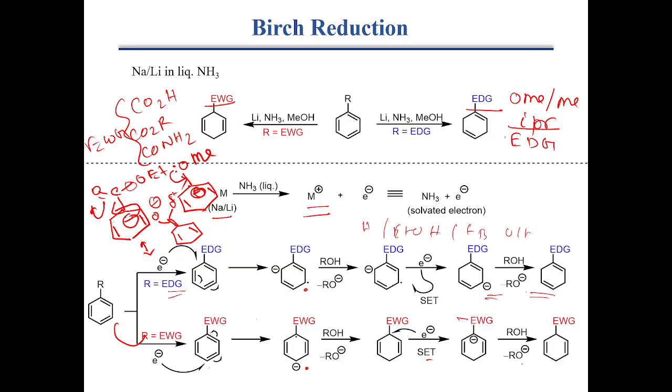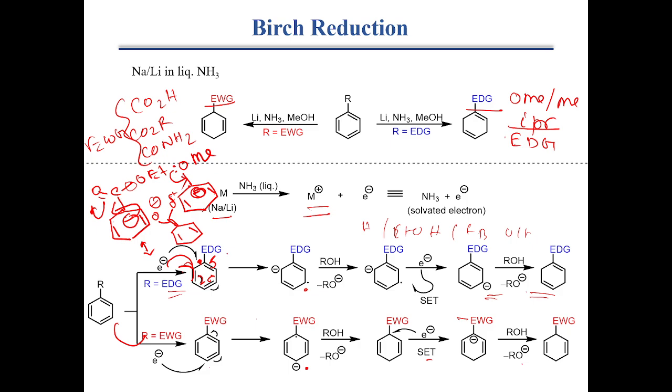If you write the single electron transfer mechanism, you will see that in the case of the meta position, the negative charge is not stabilized. So if we write here, this will go, and this will form here. The radical will form here for meta.